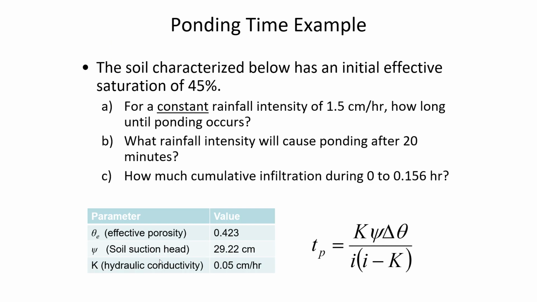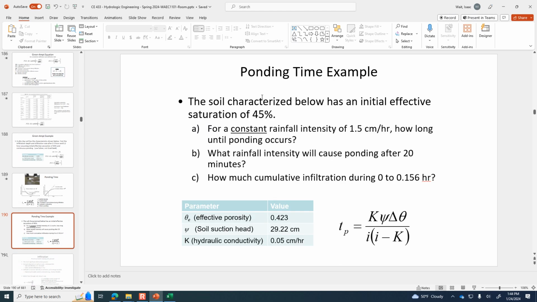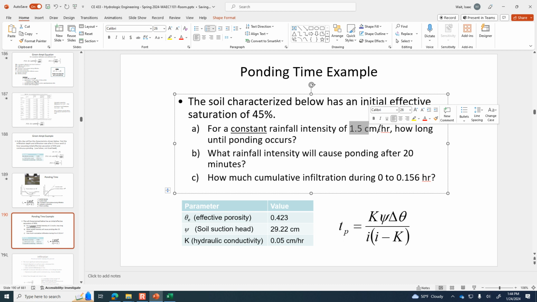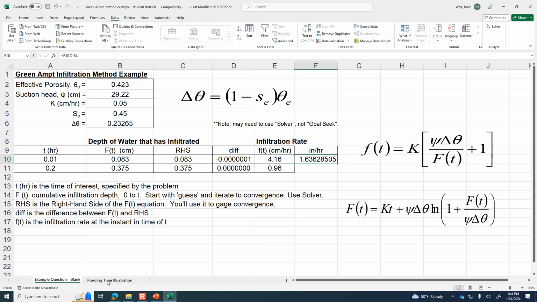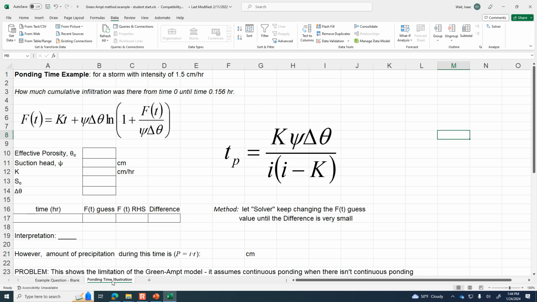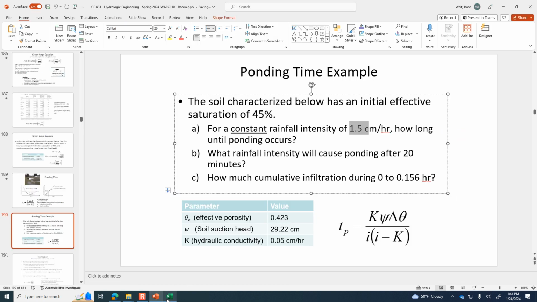So in this ponding time example, we've used the same soil characteristics. We have the same initial effective saturation. What if the rainfall intensity was 1.5 centimeters per hour? Could we calculate how long until ponding occurs? So in the template that I gave you, there's a second page there that allows us to calculate the time to ponding here. And we want to calculate how long until the ponding occurs.